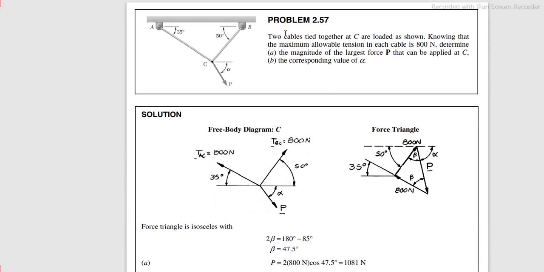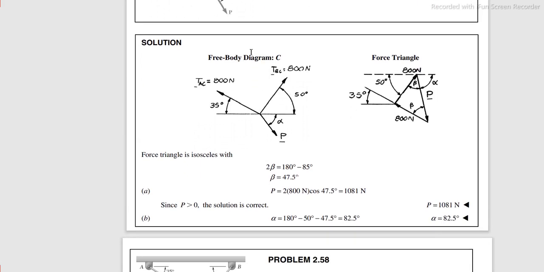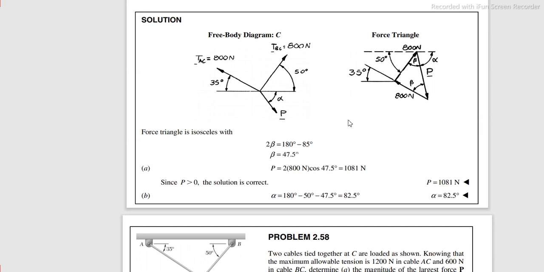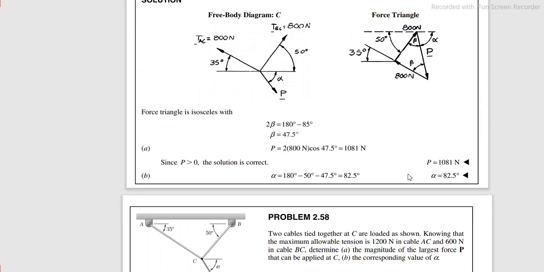Problem 2.57. Two cables tied together at C are loaded as shown. Knowing that the maximum allowable tension in each cable is 800 Newton, determine the magnitude of the largest force P that can be applied at C and the corresponding value of alpha. Free body diagram and force triangle. This is the solution. P equals 1081 Newton and alpha equals 82.5 degrees.